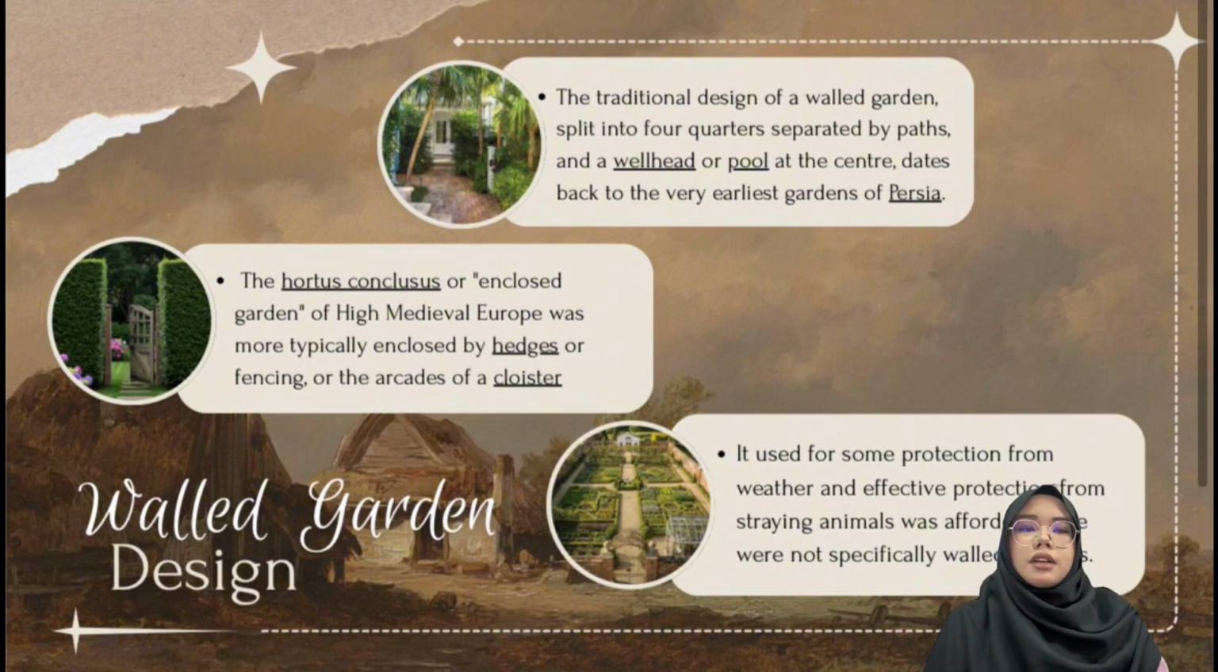For design, the traditional design of a walled garden is split into four quarters separated by paths, with a wellhead or pool at the center, dating back to the very earliest gardens of Persia. The next one, the hortus conclusus or enclosed garden of high medieval Europe, was more typically enclosed by hedge or fencing or the arcades of a cloister. And the last one is used for some protection from weather or effective protection from straying animals. These were not specifically walled gardens.